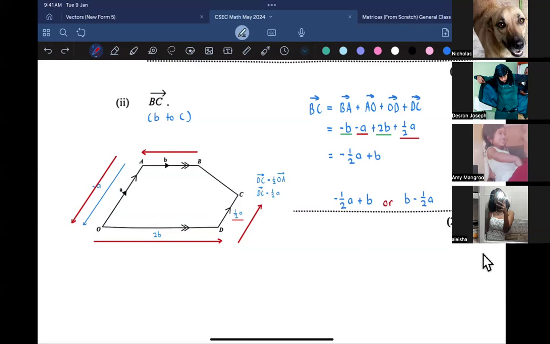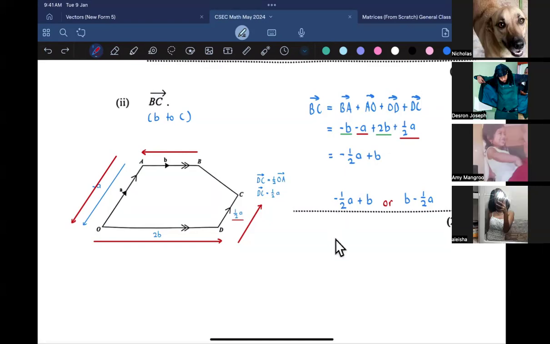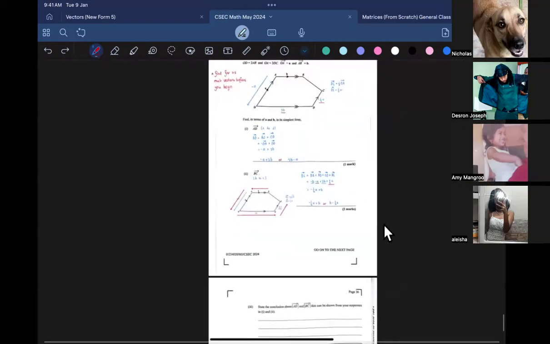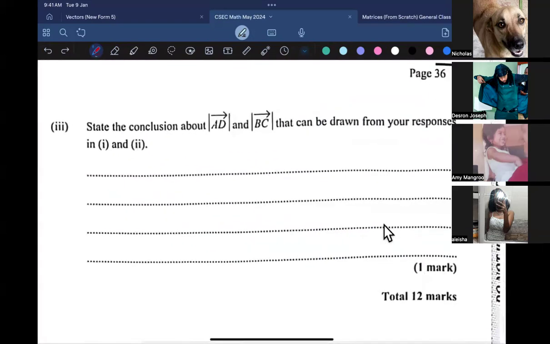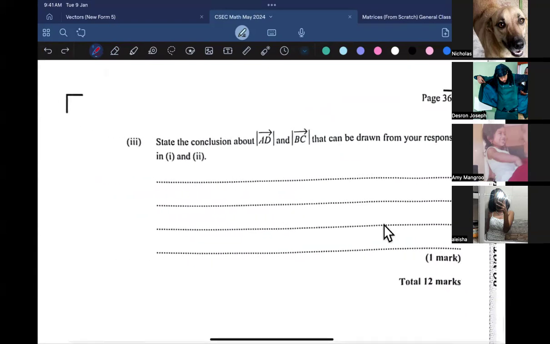Right. Alicia, Amy, you'll have this copy down. Okay, cool. Let me look at part three now. Desron, help me with this one as well. Say the conclusion about A to D and B to C.